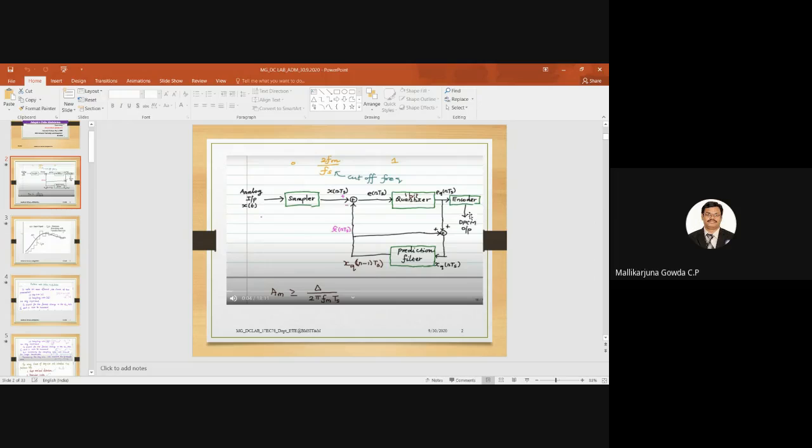You don't write here this as DPCM output, okay? You write as delta modulation output.